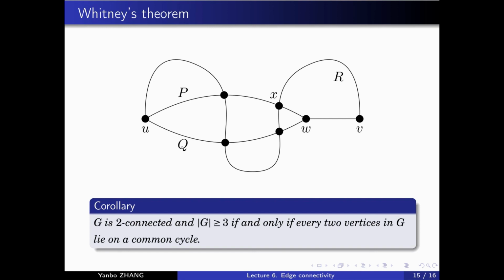A common technique in graph theory is used here. Let x be the last vertex of R shared with P or Q. Then we can find two internally disjoint paths. The first one is u-P-x-R-v. The second one is u-Q-w-v. The proof is done.